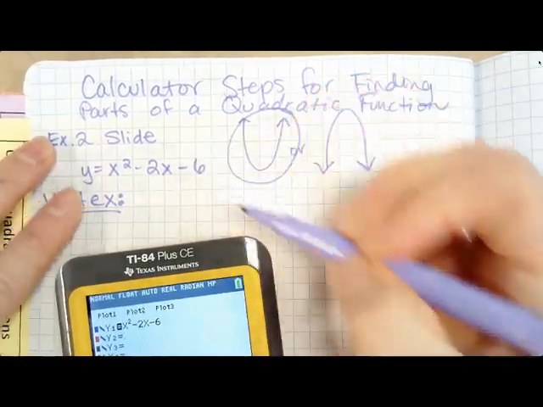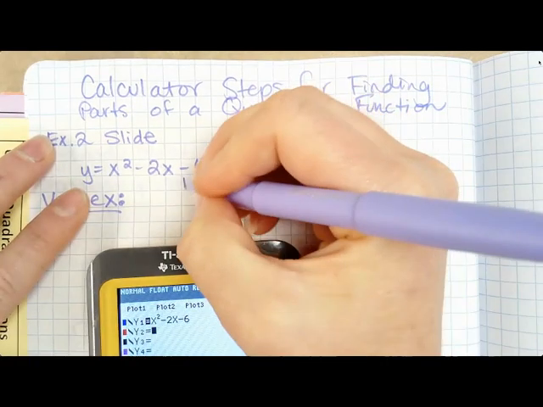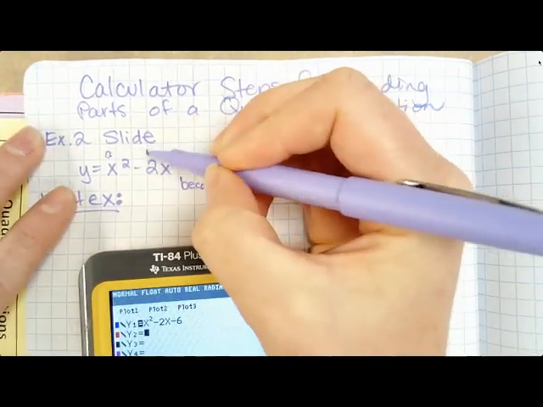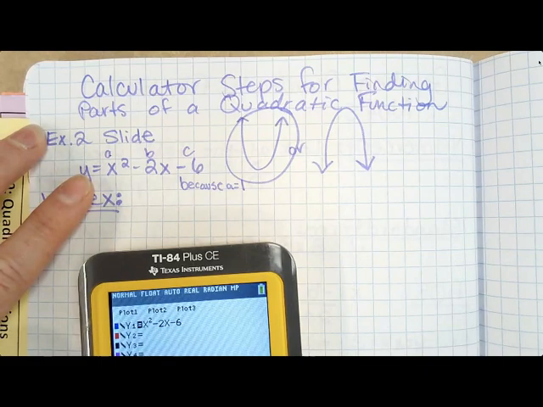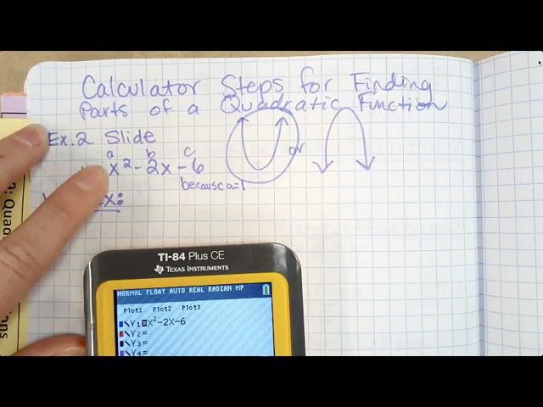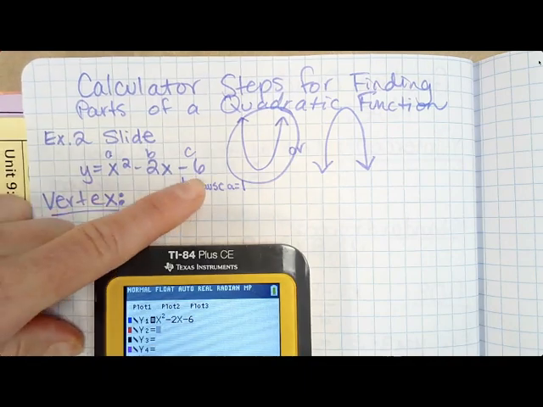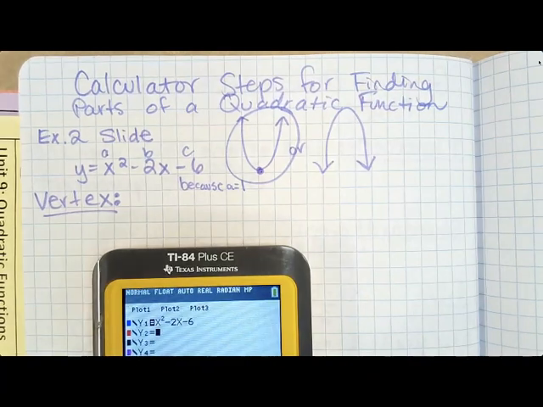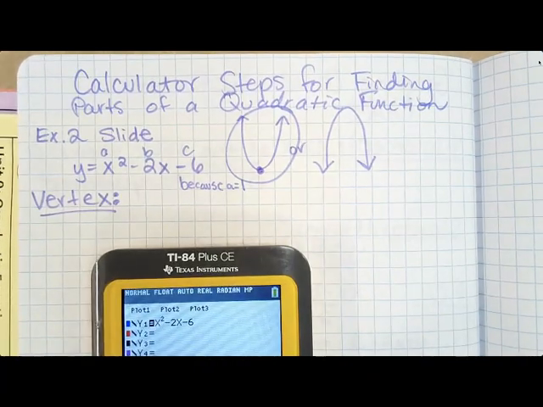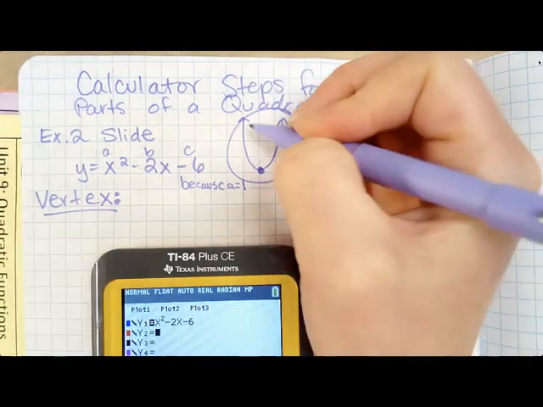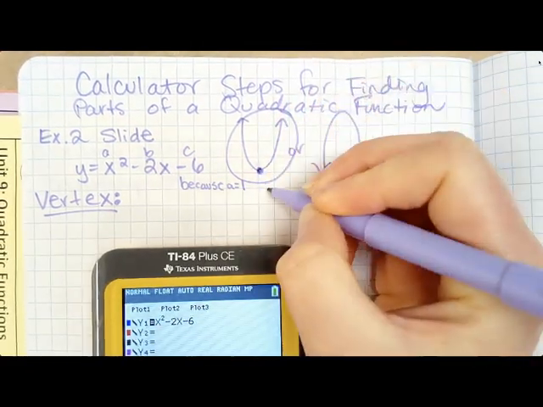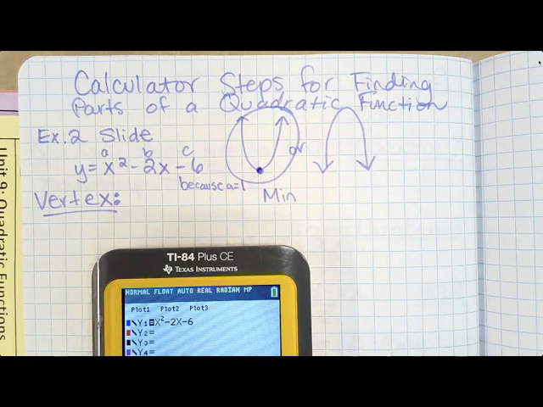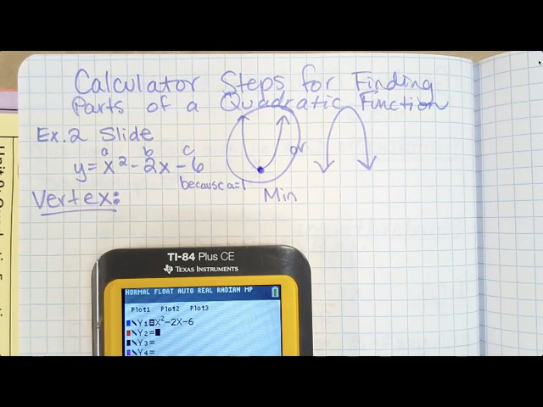And we can write that because a equals 1. Remember our a, b, and c, ax squared plus bx plus c. So our a would be 1, our b would be negative 2, and our c would be negative 6. So in this, we know our vertex is going to be right here. We've got to know, is that a minimum or is that a maximum value? Because it's in the valley, it is the lowest point, so we are going to have a minimum. So we are going to find the minimum using the calculator.